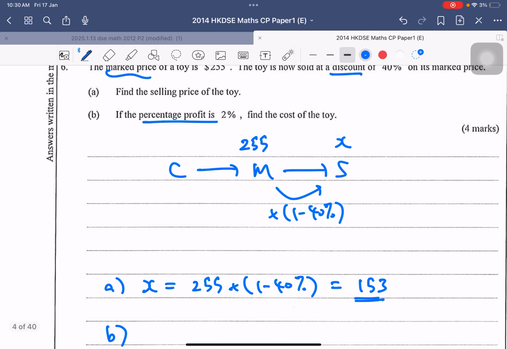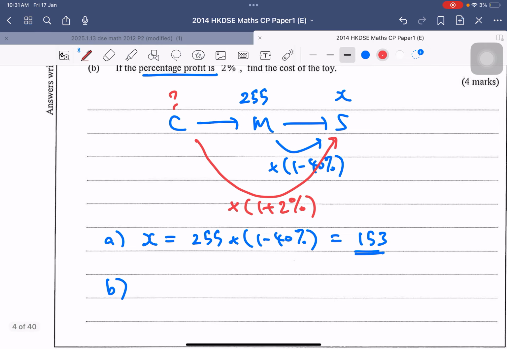So the percentage profit, what's the meaning of percentage profit? From C to S. So it's going to be times of plus or minus. Plus. So profit is plus, what is minus? The discount, or the percentage loss, okay? So now we need to find out what is the cost, isn't it? So it's reversing the arrow, so it's going to become divide. So the cost is equal to 153 divided by 1 plus 2%, giving you 150. Very easy question this year.